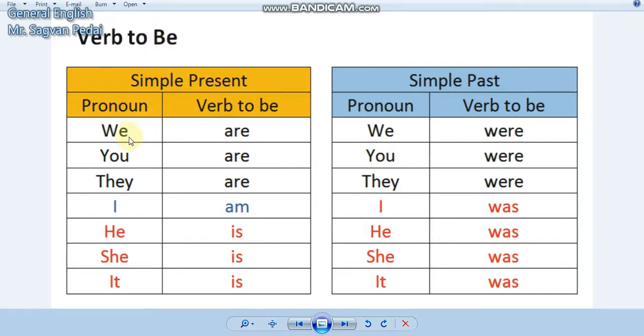We, you, they, I, he, she, it. So I, we, you, they, he, she, it. We are, which means we are. You are, they are, I am. He is, she is, it is. We are, you are, they are, I am, he is, she is, it is.